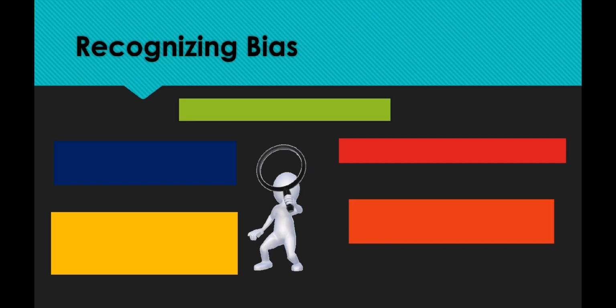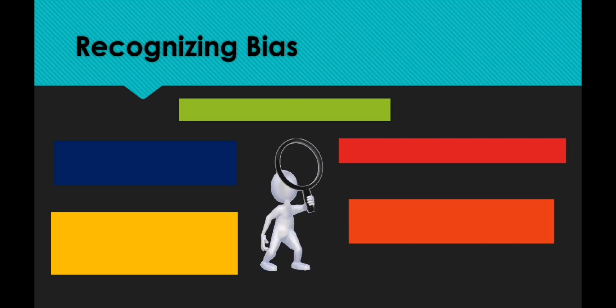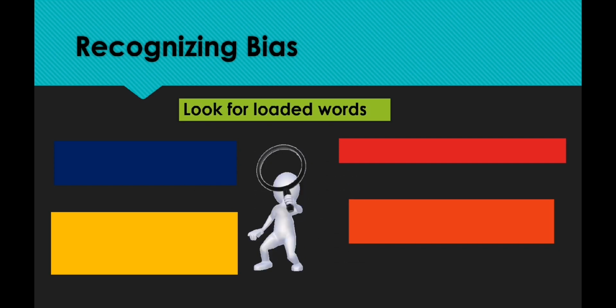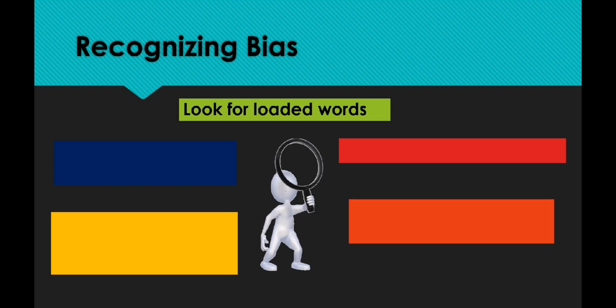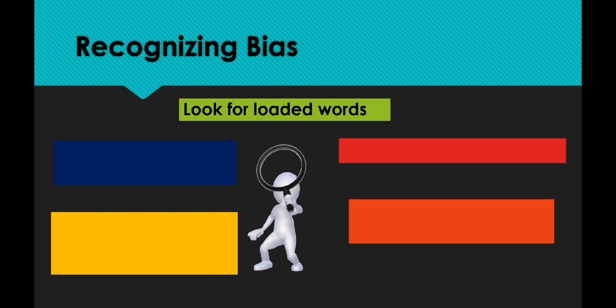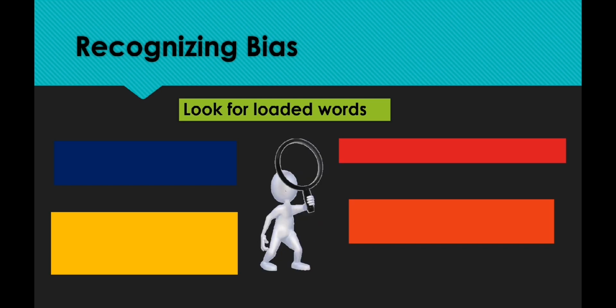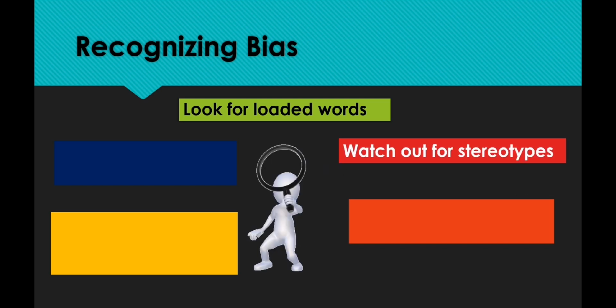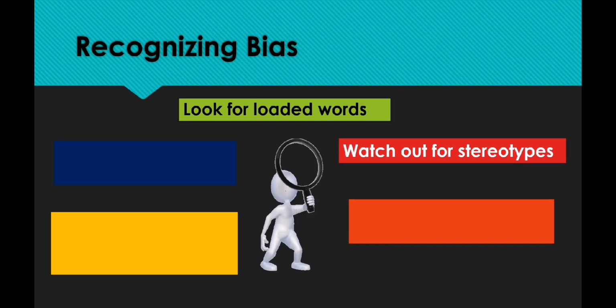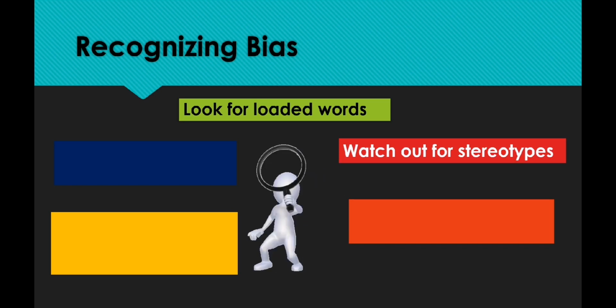Recognizing bias. So, how do we recognize bias in writing? You have to remember the following. The first one is, look for loaded words. Words that are charged with emotion, whether positive or negative, they can reveal an author's opinion about his or her topic. Next, watch out for stereotypes. If the author labels an entire group or an individual, the writing is probably biased.